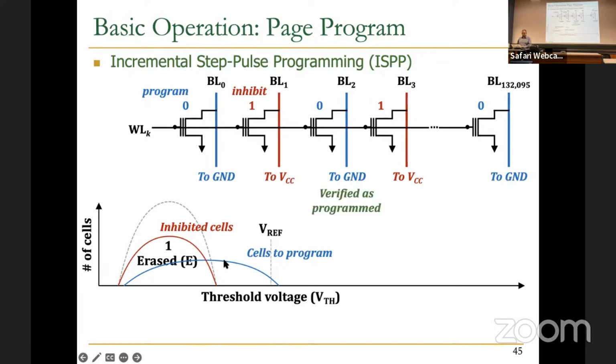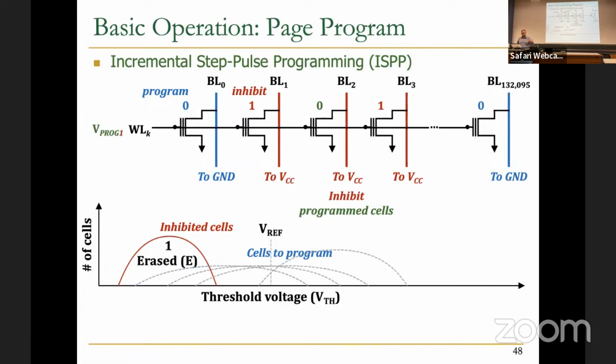For the second cycle, you just inhibit them. Like this, for example, is verified as programmed, so you just need to inhibit it. You apply VCC to the bit line such that for the second cycle of program, you don't affect this cell anymore. And then you apply V program 1, V program 2, and at some point you get to this beautiful distribution. So that's the process of ISPP, very briefly. Of course, there are many other details that I'm not going to say now, but you get the whole idea, I guess. Any questions? Interesting?